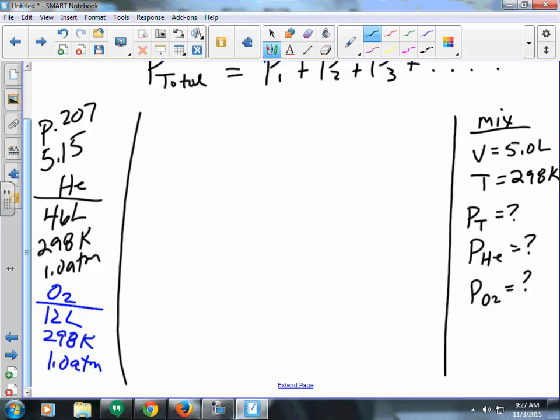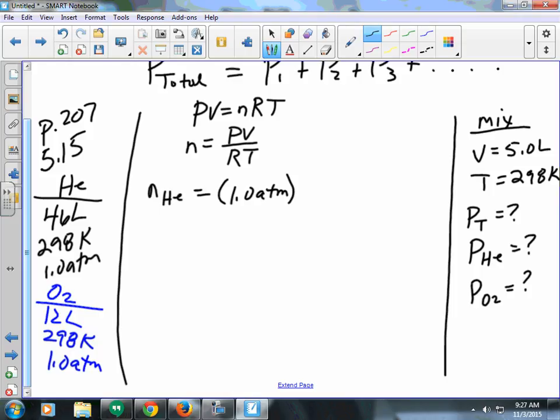Before we can find out anything, what do we need? We need to know how many moles of helium and how many moles of oxygen we have that we're putting in this new tank. So, PV equals nRT. So we do that for each gas. For helium, I'll just demonstrate with helium. We know to do the same with the oxygen. We've got 1 atmosphere, 46 liters.